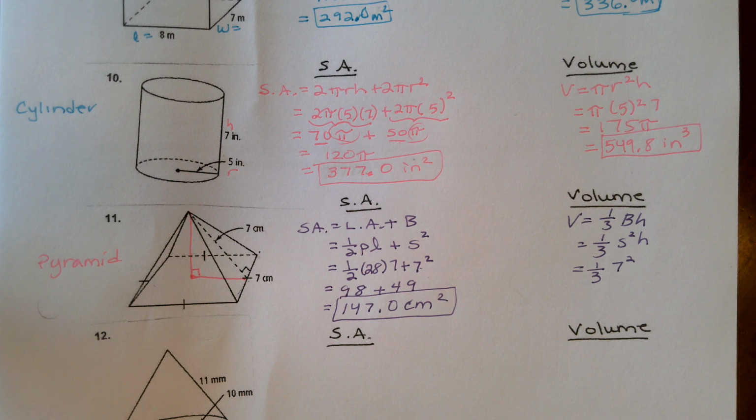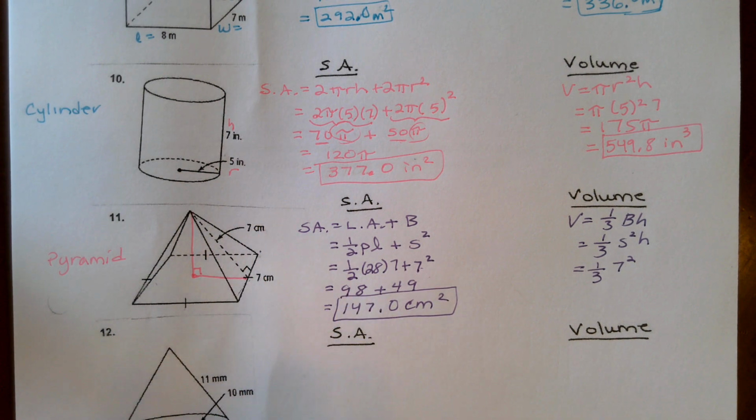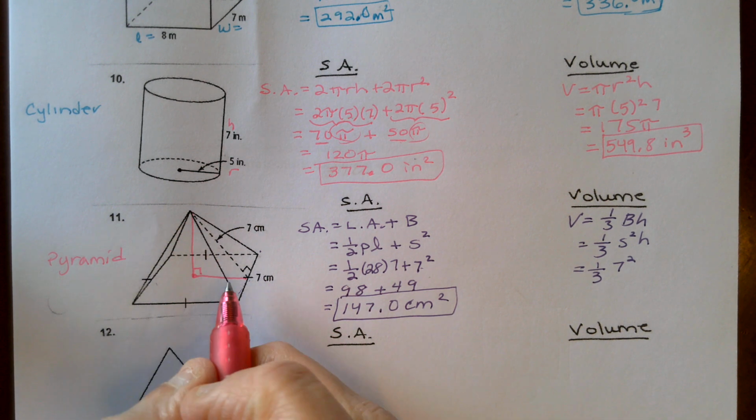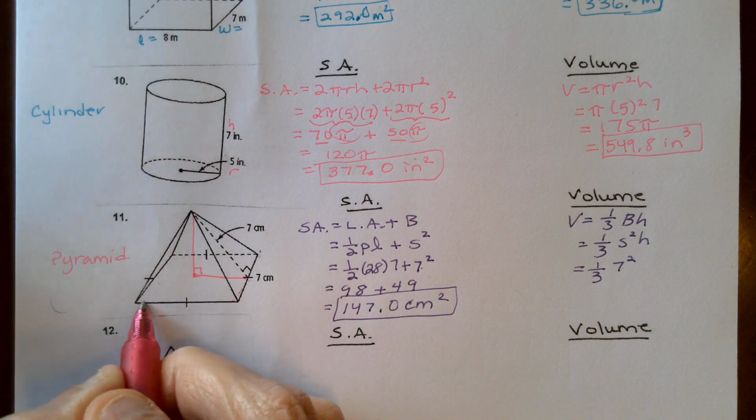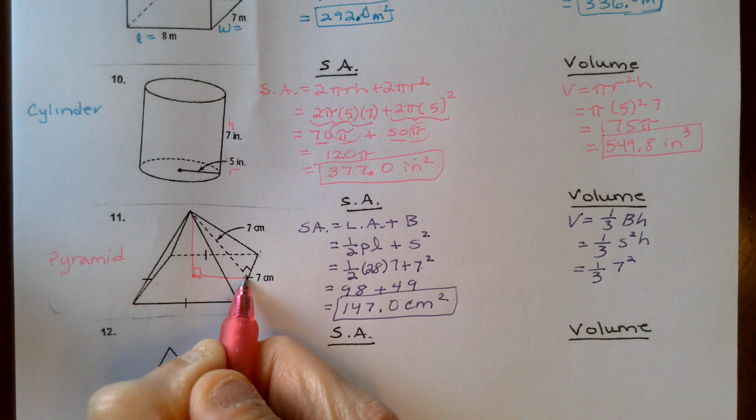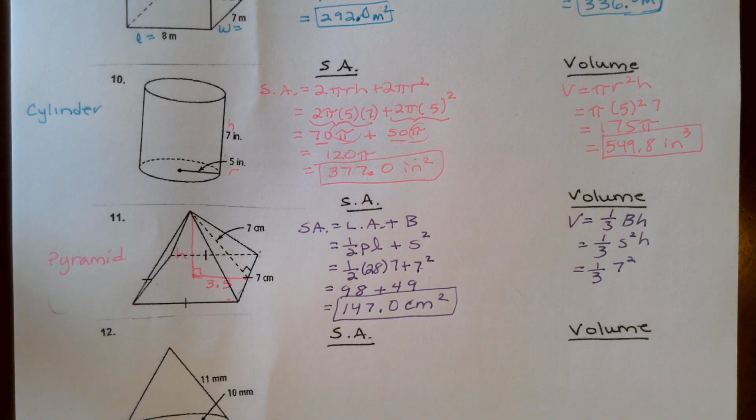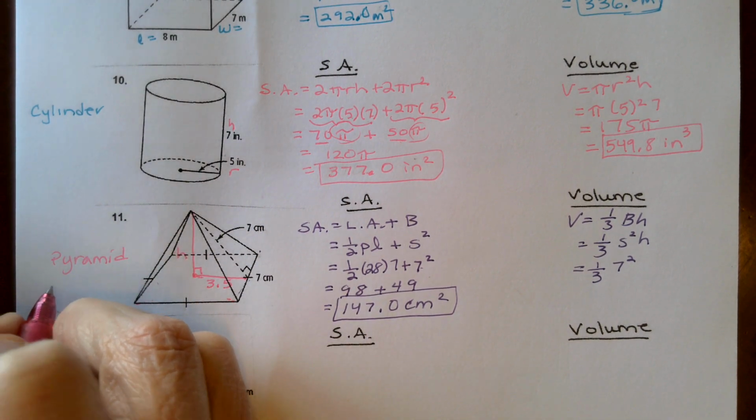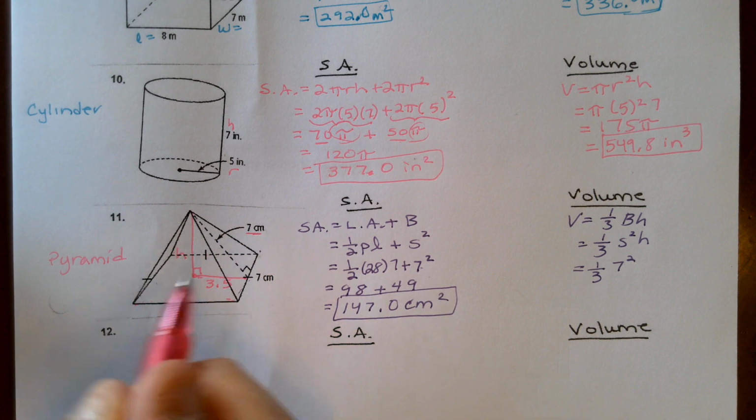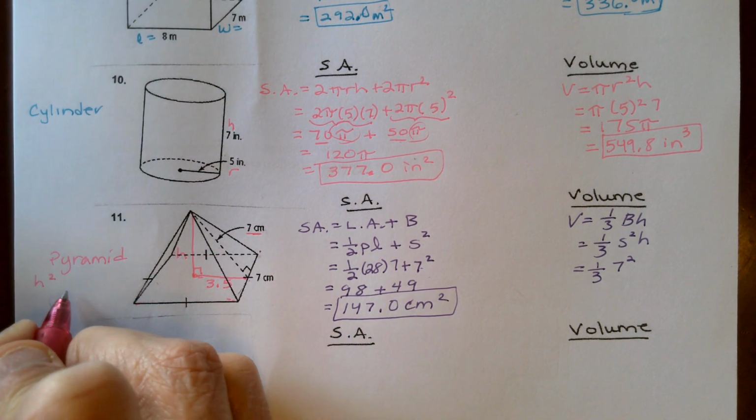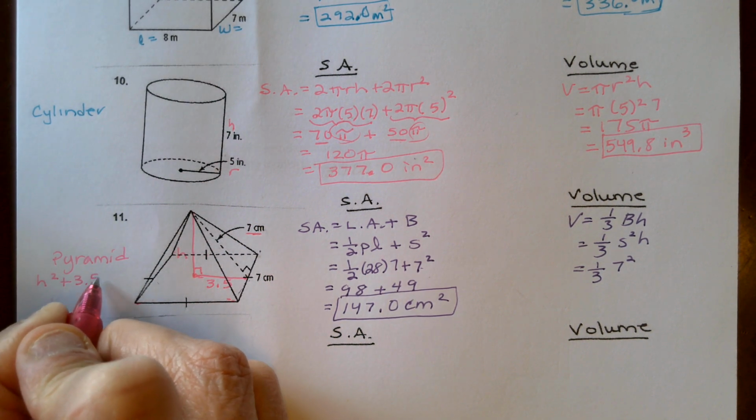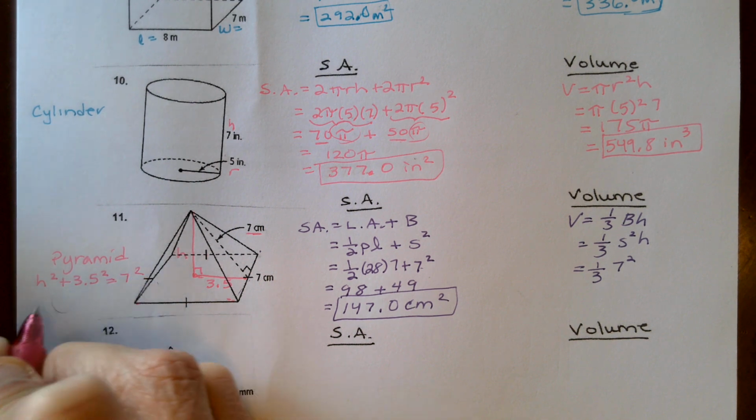Very interesting. Looks like a right triangle to me. It looks like we might need to use Pythagorean theorem because this is 7 all the way across. So this to here is 3.5. And I need the height. So I'm going to jog off to the side. Remember, the hypotenuse is the one alone. So I have h squared plus 3.5 squared equals 7 squared.